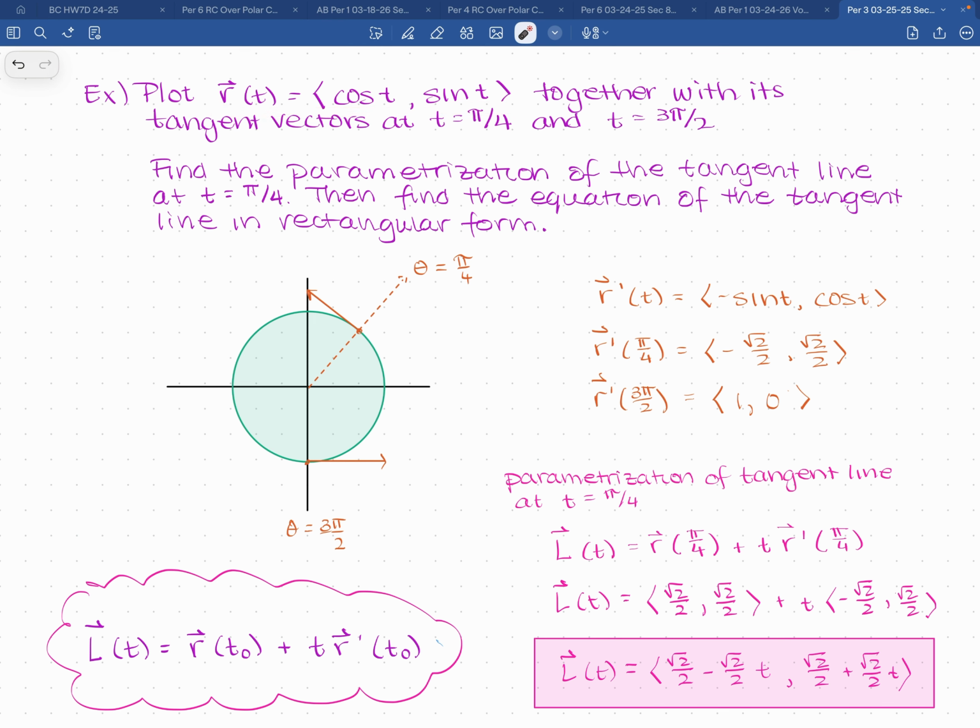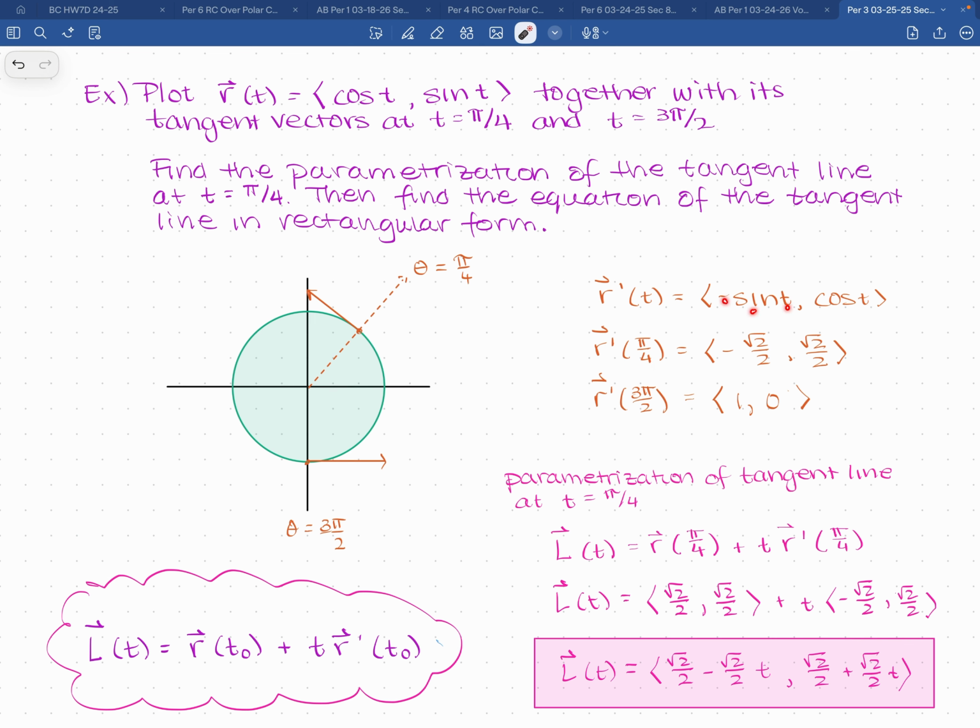So plot this vector valued function, already done. It's the green circle, together with the tangent vectors at t equals pi over 4 and t equals 3 pi over 2. Let's just do that first part. So tangent vectors, all you do is find the derivative, and again, just take the derivative of the components, which are right here, and then plug in the point. So we're plugging in t equals pi over 4.